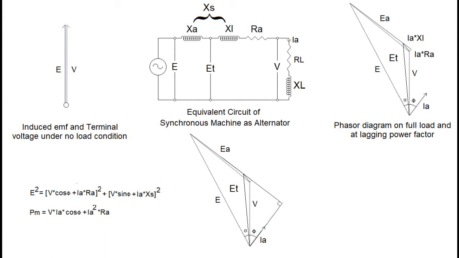Under no load conditions, these drops were zero since the current was zero. Therefore, induced EMF and terminal voltages are equal. Not only are these drops responsible for reducing the induced EMF, but also armature reaction due to armature current reduces the terminal voltage. The equivalent circuit on the slide shows all lumped parameters for one of the phases.